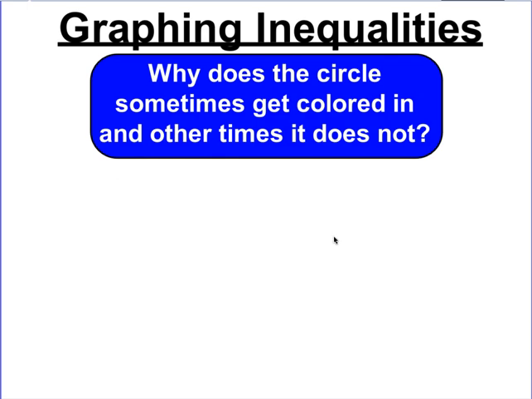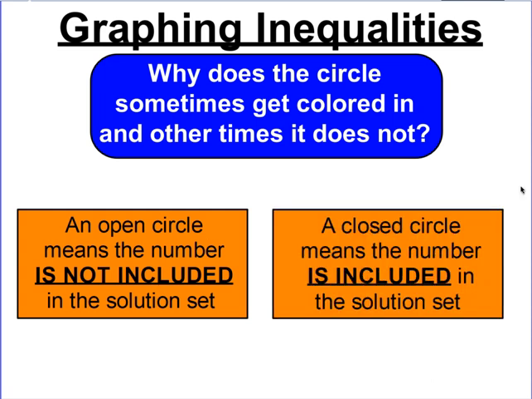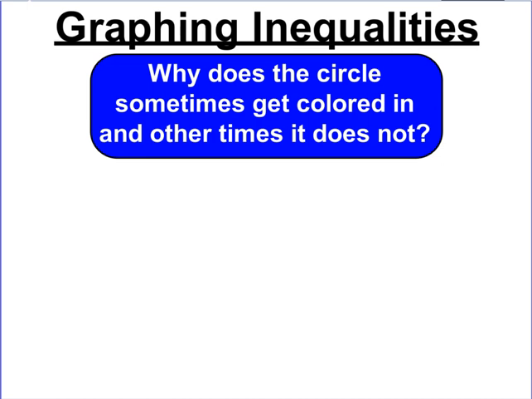So, let me explain this in more detail. Why does the circle sometimes get colored in and other times it does not? So, I told you what signs to look for just to determine whether you color it in, but here's the idea. An open circle means the number that you see in the inequality is not included in the solution set. But if it's closed or colored in, the number where the dot is on the number line is included in the solution set. So here's some examples, okay?